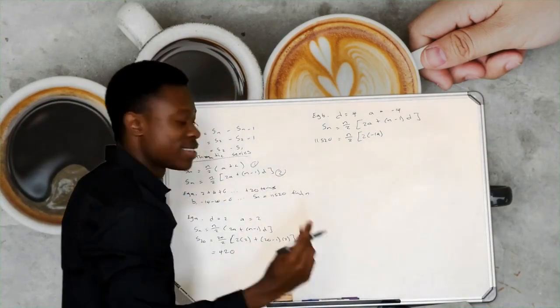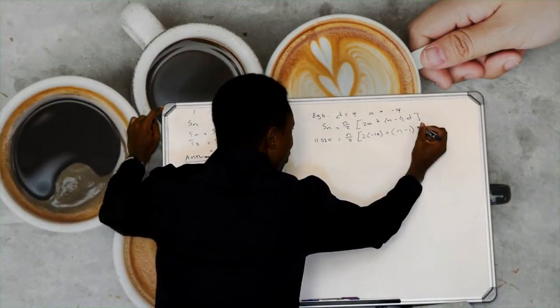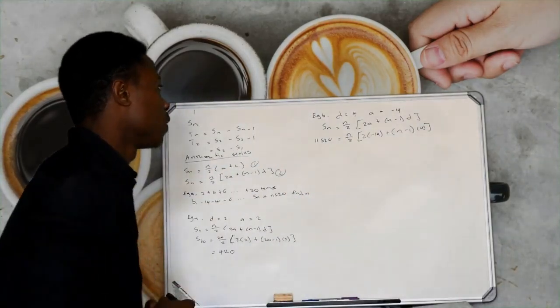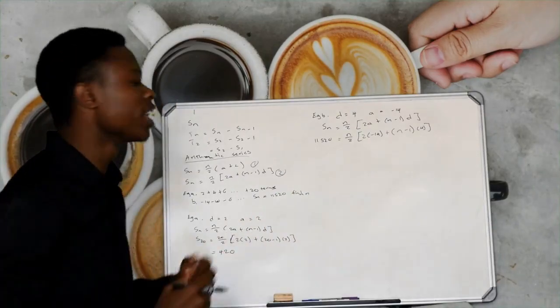Plus n, we don't know what it is. D, we know the differences. It's equal to 4, right? So now this is what we have. Alright? It looks a little bit complicated, but it really isn't.